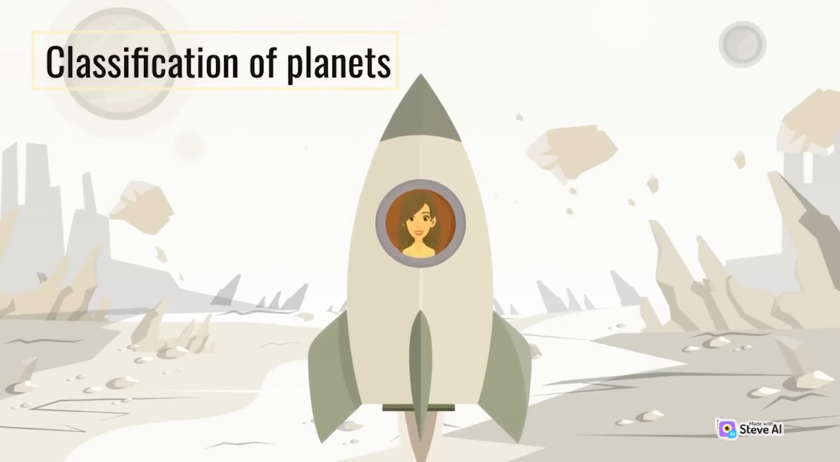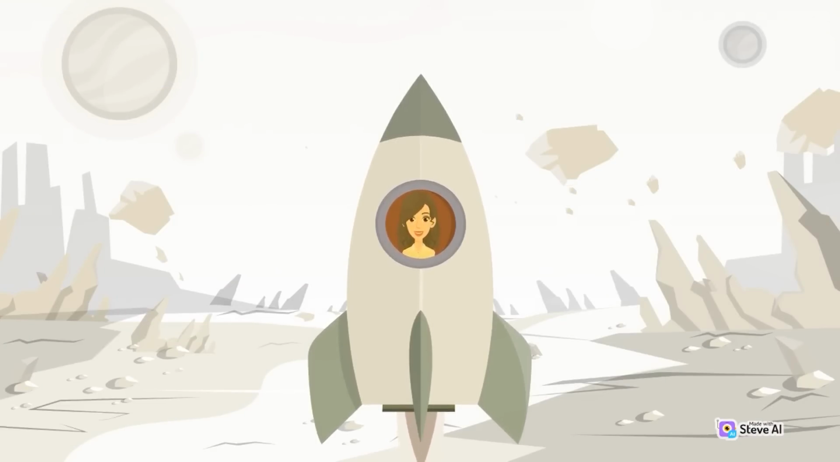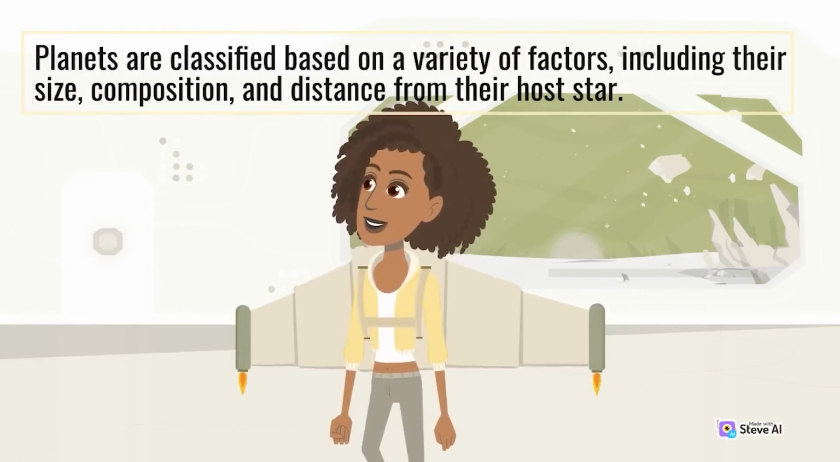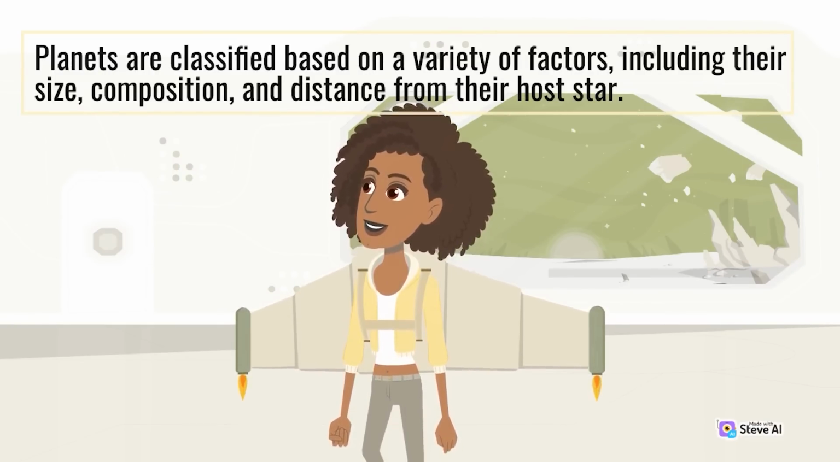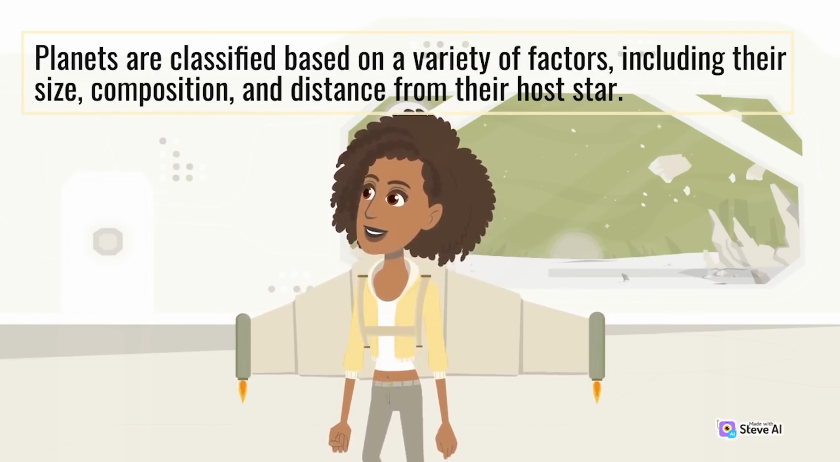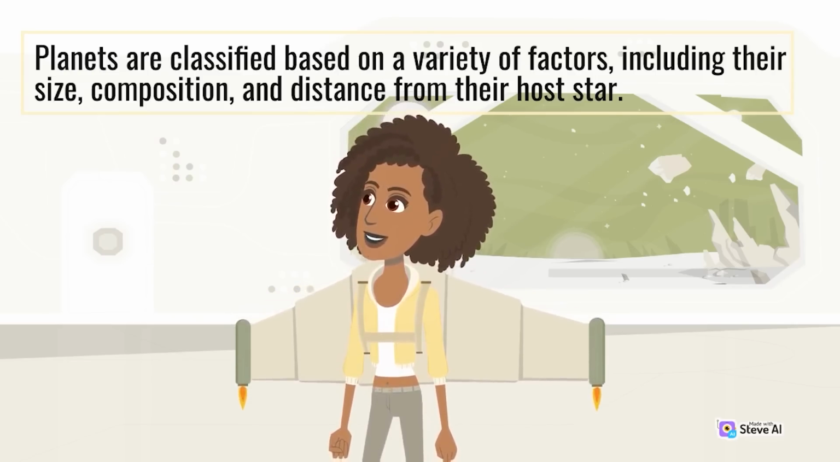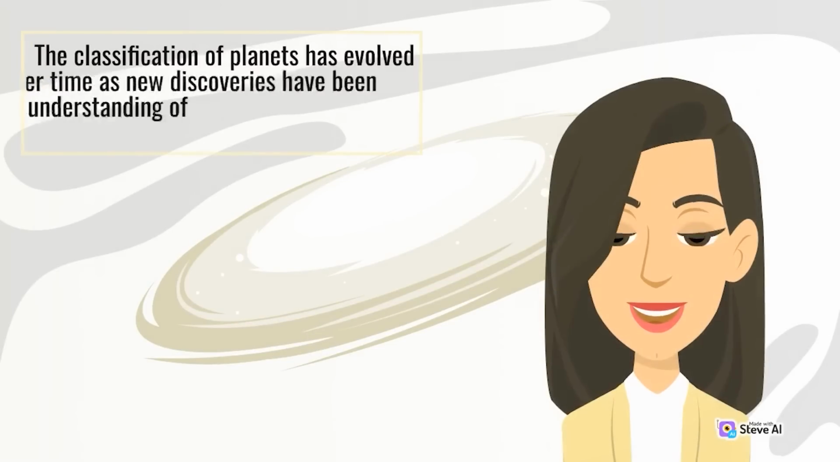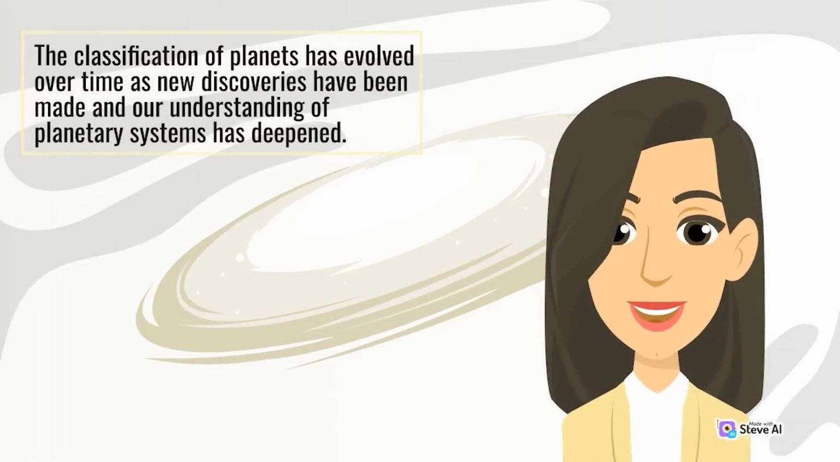Classification of planets. Planets are classified based on a variety of factors, including their size, composition, and distance from their host star. The classification of planets has evolved over time as new discoveries have been made and our understanding of planetary systems has deepened.